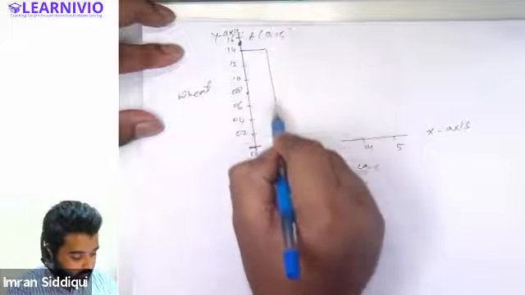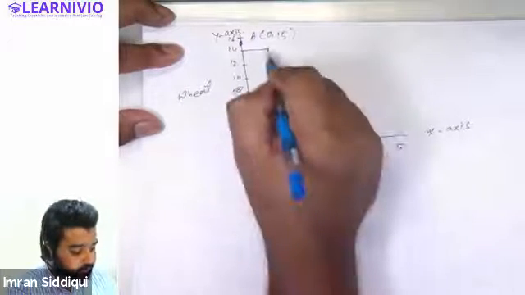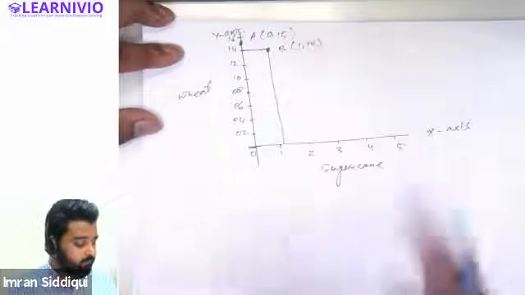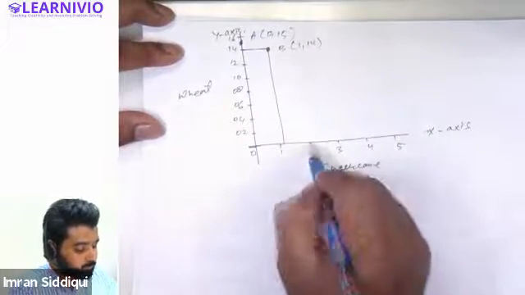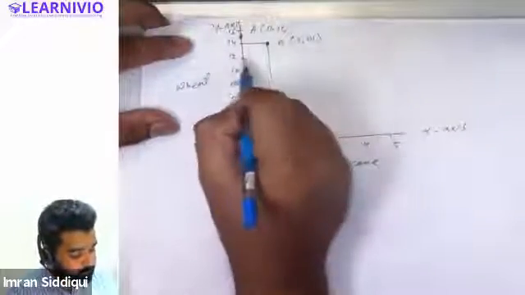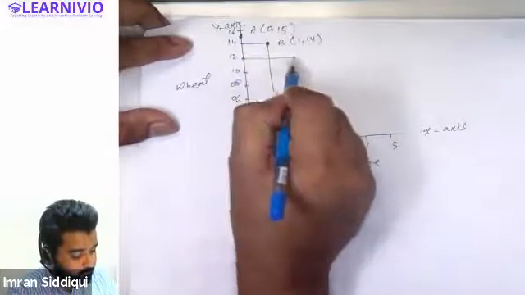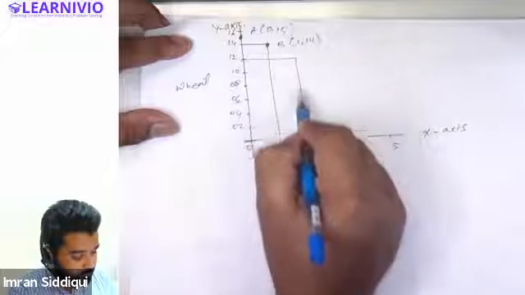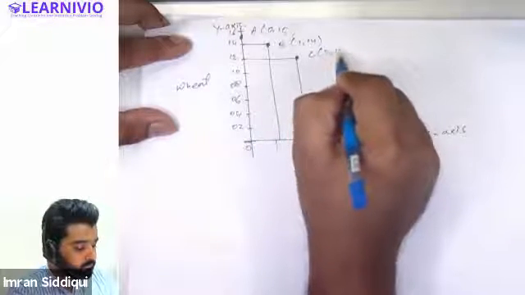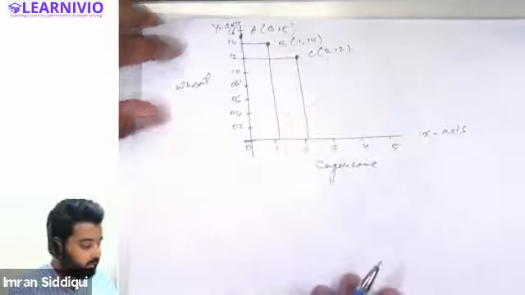We will draw this combination like this. This is combination B, 1 and 14. Next, combination C is 2 and 12. This is 12 and this is 2. Combination C, 2 and 12, right?